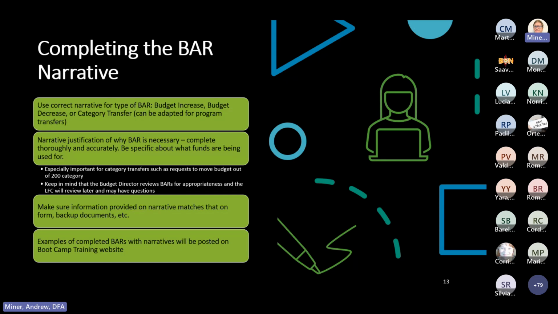Make sure information provided on the narrative matches what's on the form and backup documents. It looks really lazy, but we see this a lot where the journal numbers won't match between the form and the narrative. So just make sure everything is consistent and matches. If you want to see examples of completed bars that are good with no mistakes and have their narratives as well, those are posted on the bootcamp website. There are a couple of full complete bar packets, different types, that you can download from there just to see as examples.